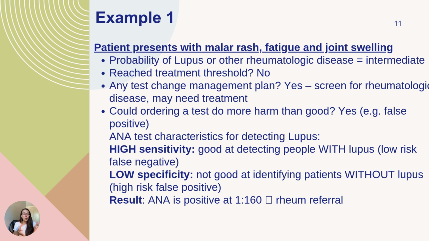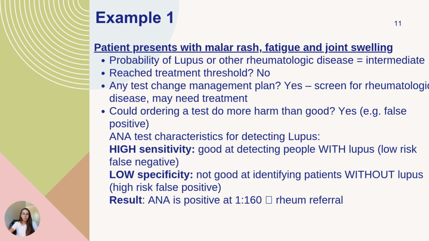Let's say here the result is ANA positive at a titer of 1 in 160, which is pretty high. So right away I'm going to send off a rheumatologic referral. So again, ANA has a high sensitivity. It's good at detecting people with lupus, but has a low specificity, which means there's a high risk of a false positive result.